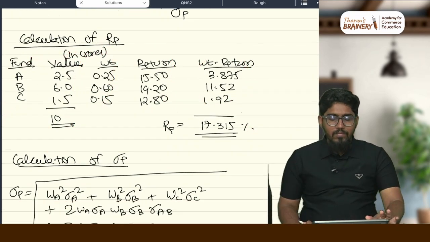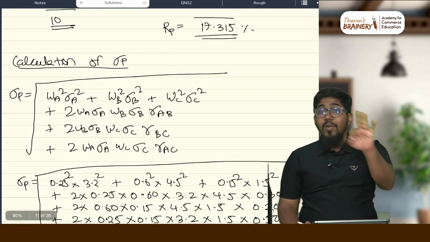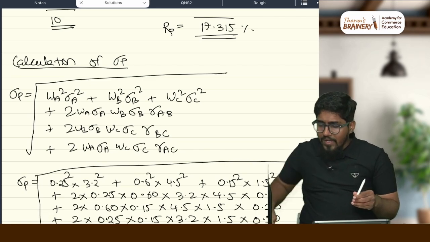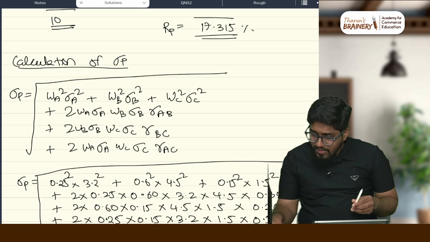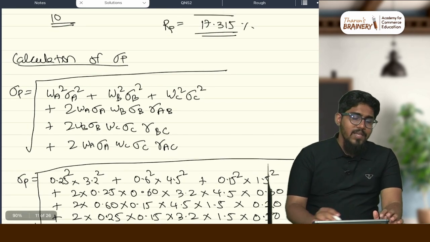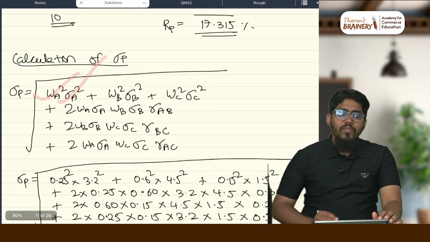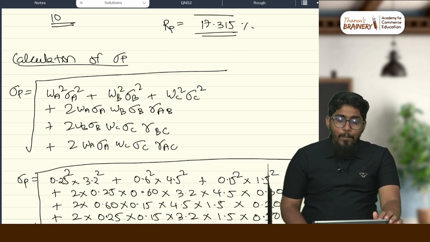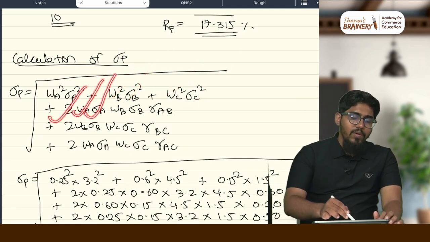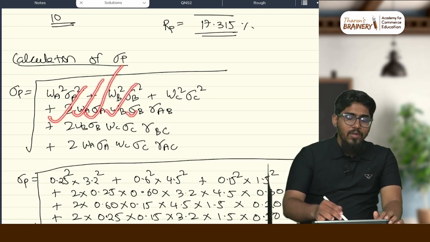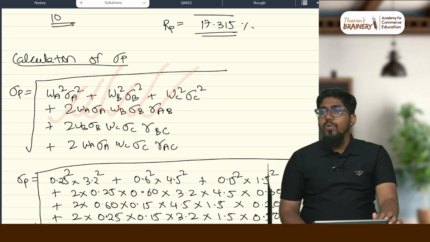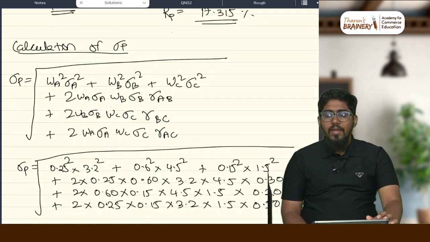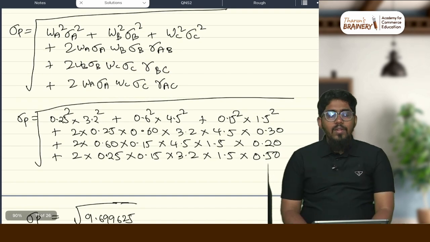Simple calculation. Here it is 3 securities. Now, sir, with 3 securities, how to find out the risk of the portfolio? Weight of A square into standard deviation of A square, weight of B square into standard deviation of B square, weight of C square into standard deviation of C square, plus 2 into weight of A into standard deviation of A into weight of B into standard deviation of B into correlation coefficient of AB. Similarly for BC, similarly for AC. Put all the numbers because you have all the numbers.